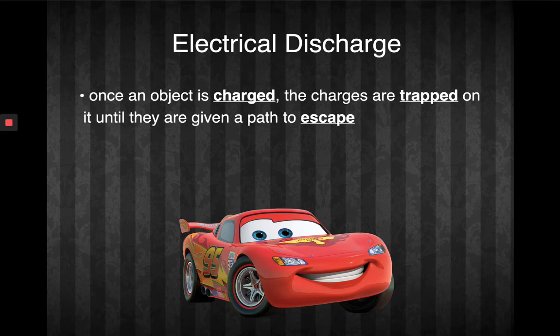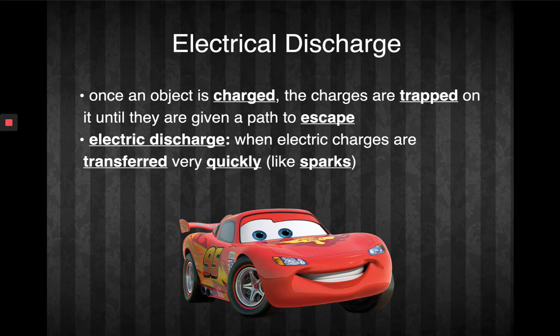So once an object is charged, the charges are trapped until they're given a path to escape. This is called electrical discharge. It's when electric charges are transferred very quickly, and this is when we get sparks. For example, there's a picture of Lightning McQueen here because a lot of cars have grounds, as while they're traveling around, they collect a charge. Often, if they aren't grounded properly, especially in older cars, you'll go to hop out of the car and touch it and get a big shock.